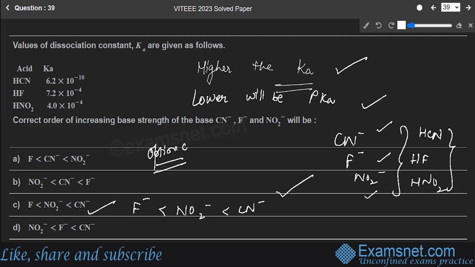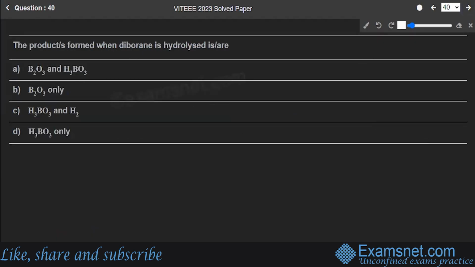That makes this series the right answer. Hope you got that. Next is question number 40. The products formed when diborane is hydrolyzed is... So when the diborane is hydrolyzed, the reaction will be something like this.